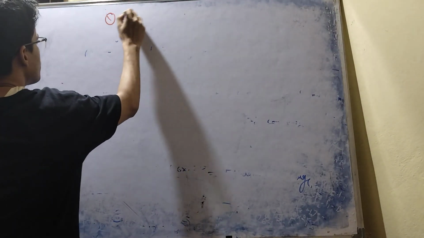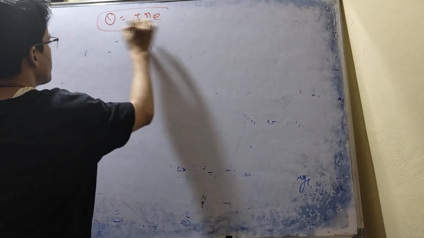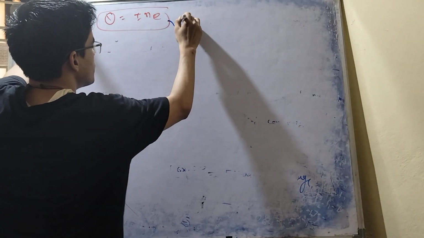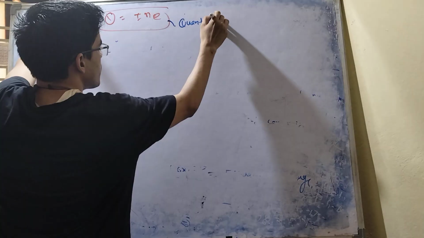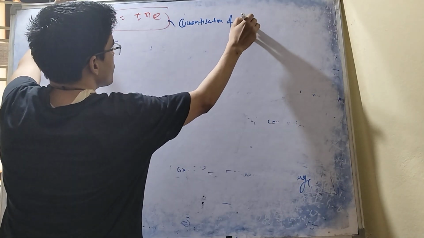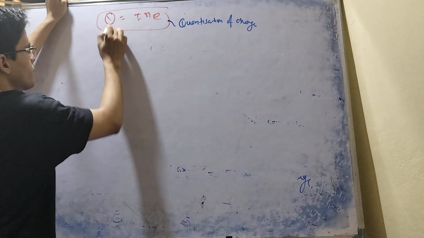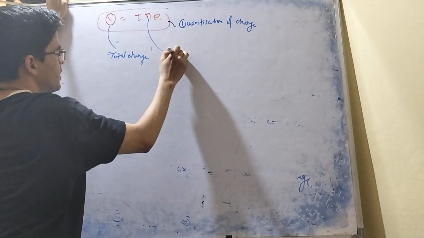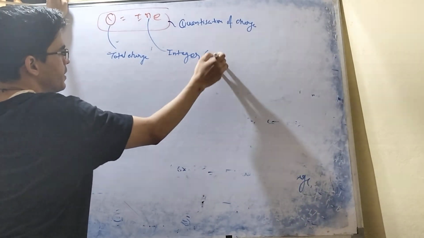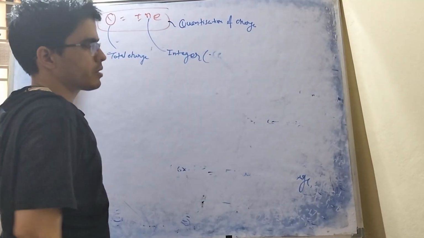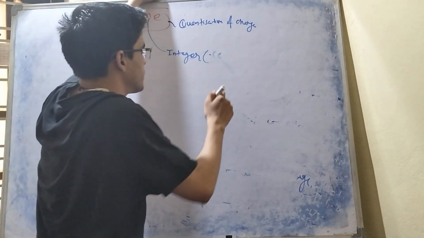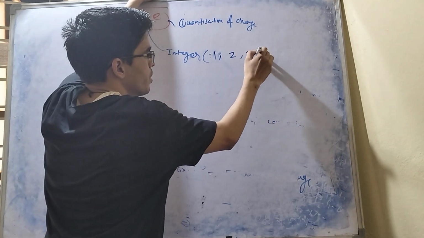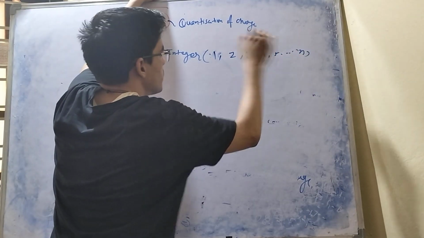One formula is Q equals plus minus n e, based on quantization of charge. Right here, this is called quantization of charge. So what is Q? It is called total charge, correct? What is n? It is an integer value, plus minus 1. Now you can ask why plus and minus both; I will tell that thing. Do you know what integer means? Integer means 1, 2, 3, 4, 5 till n.